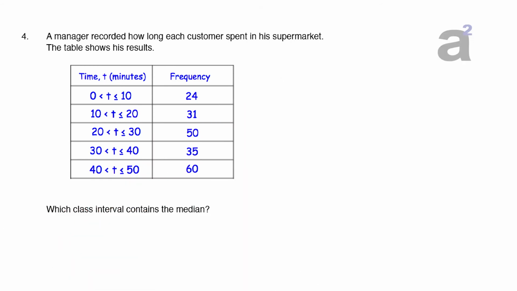Let's see one more. A manager recorded how long each customer spent in his supermarket. The table shows his results. So here also we have to form the cumulative frequency.